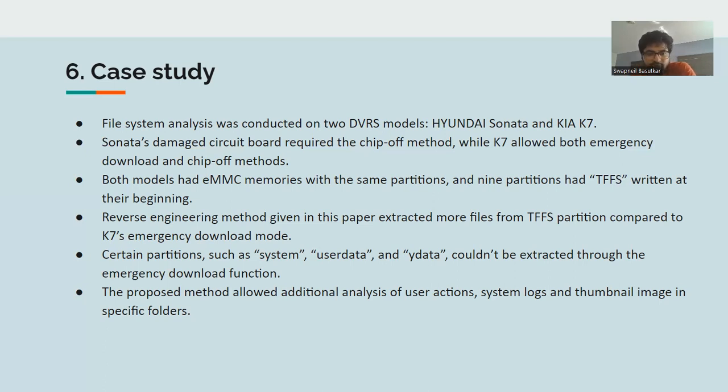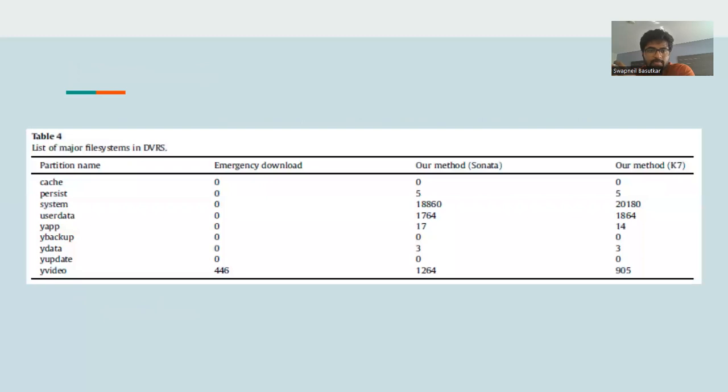And this is where it becomes very important. Certain partitions such as system, user data, Y data couldn't be extracted through the emergency download method, but they were extracted through the TFS partition. The proposed method allowed additional analysis of user action, system logs, and thumbnail images in a specific folder. So here, you see the list of major file systems in the DVRs.